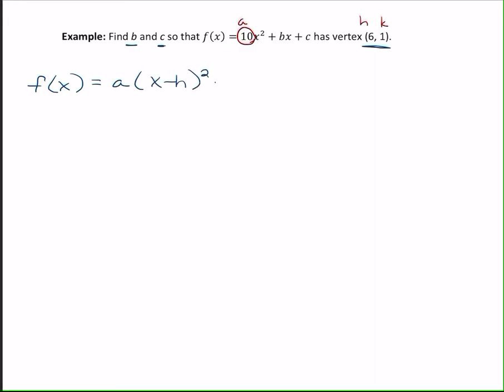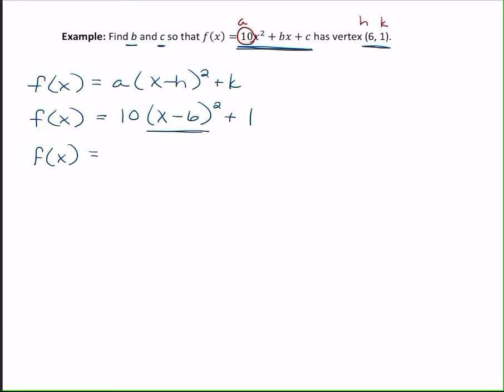or your standard form, and plug in everything they give you. So they gave us A with that first part of the equation, and they gave us the vertex, so I'm going to have x minus 6 squared plus 1. And then if you just multiply that out and distribute, it will give you the equation in general form, the ax squared plus bx plus c. So just be careful here.